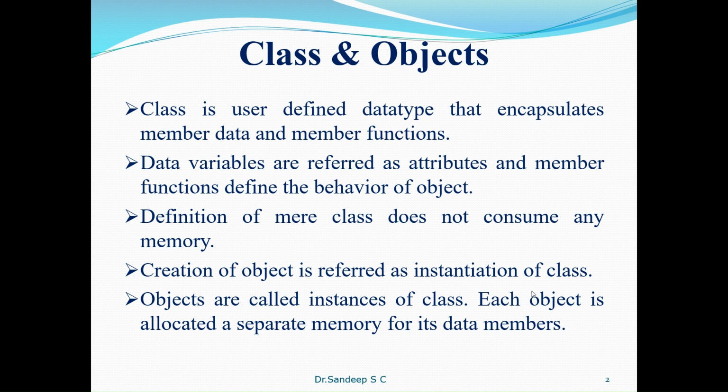Creation of an object is referred to as instantiation of the class, or we can say objects are called the instances of the class, and each object is allocated separate memory for its data members. Whatever data members we have, they will be separate for each object.